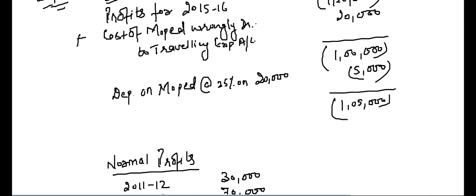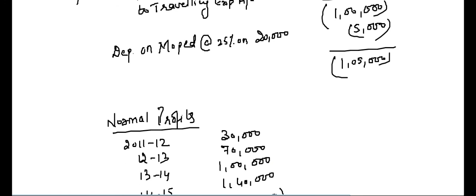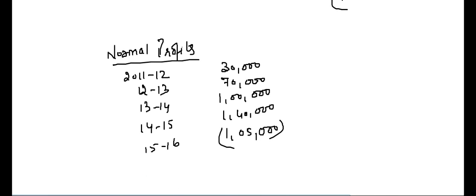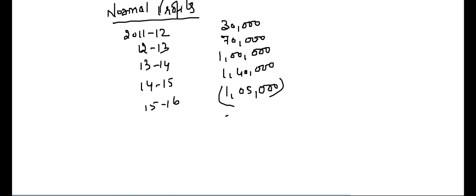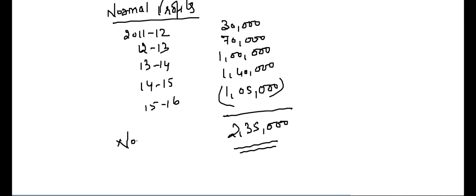Because moped was debited to traveling expense, our loss was increased by 20,000. So we add back this traveling expense. Right? Actual loss was 1 lakh, but the depreciation is an expense for us. Depreciation on moped at the rate of 25%. So we will deduct that expense 5,000. So the actual loss is 1,05,000. What are the total normal profits? 2,35,000. These are normal profits.